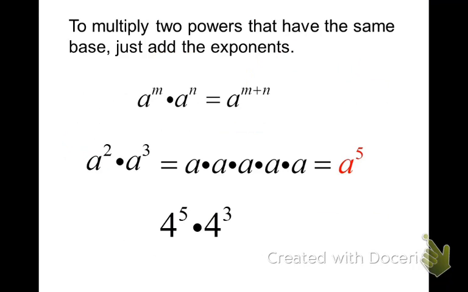Here we have another example. We have 4 to the 5th power times 4 to the 3rd power. 4 is the base, so we add the exponents. So it becomes 4 to the 5 plus 3, which is 4 to the 8th. Now if you have a problem like this where it's 4 to the 8th, I'm happy to have you leave the answer like this and not pull out your calculator and do the multiplication for me.